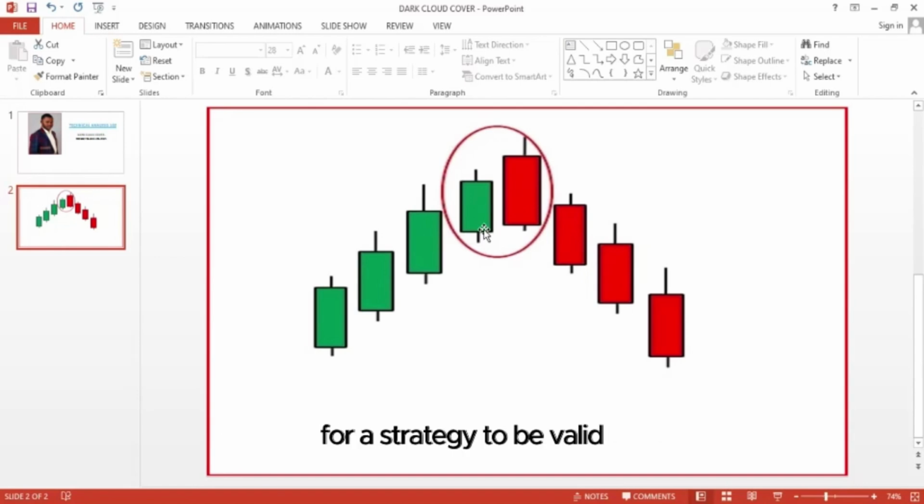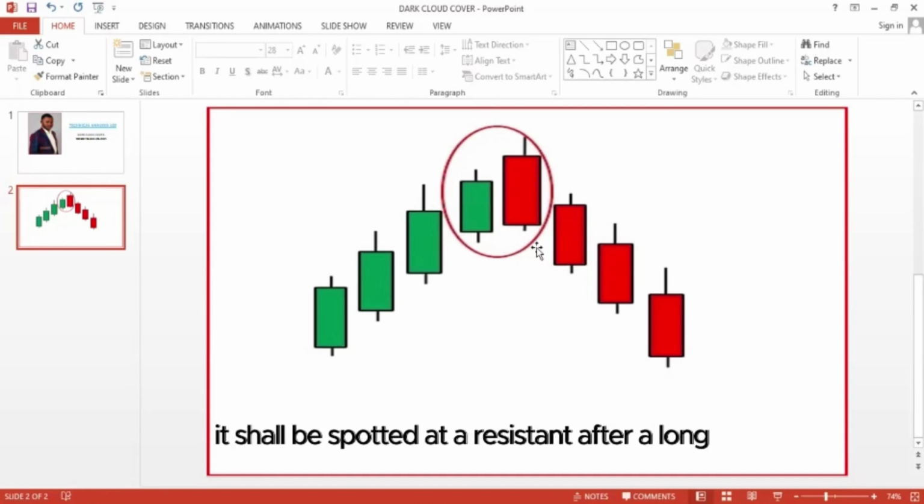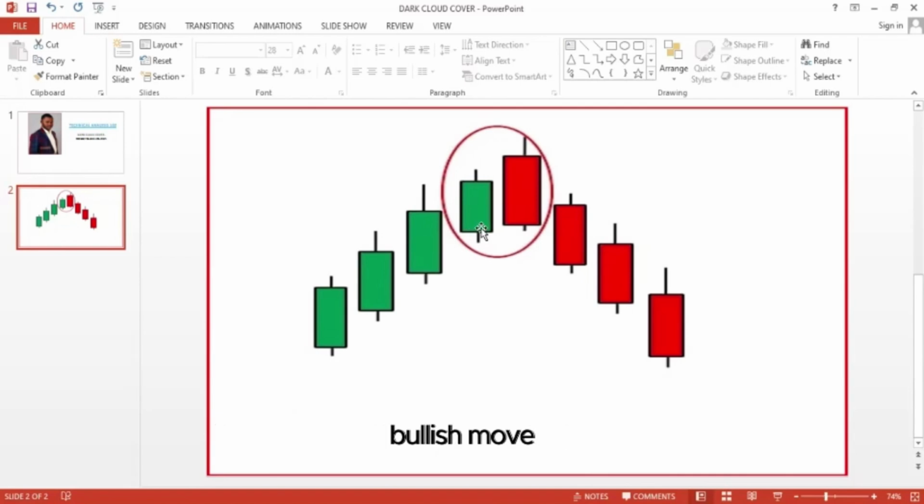For a strategy to be valid, there are some rules we need to follow. So for that reason, there are some rules we must maintain for this strategy that we want to learn today, dark cloud cover, to be valid. The number one rule is that the dark cloud cover pattern must not be spotted in a ranging market. It shall be spotted at a resistance after a long bullish move.